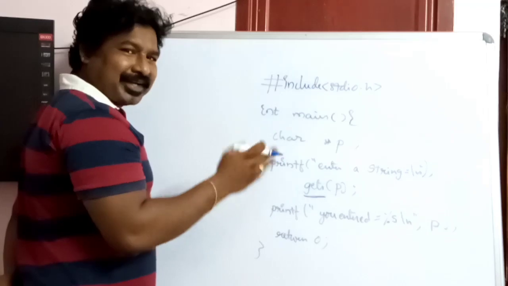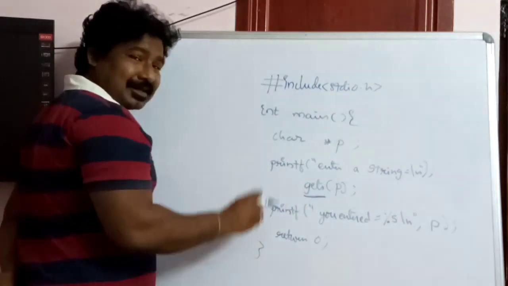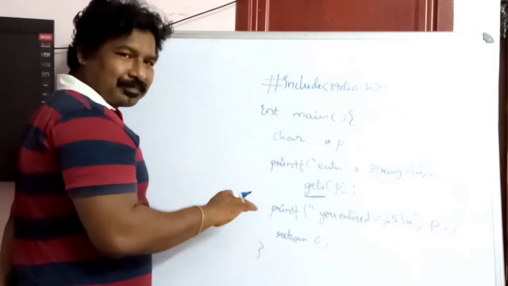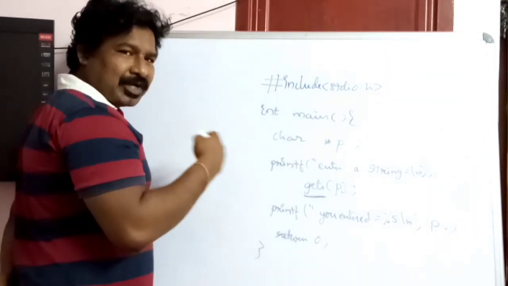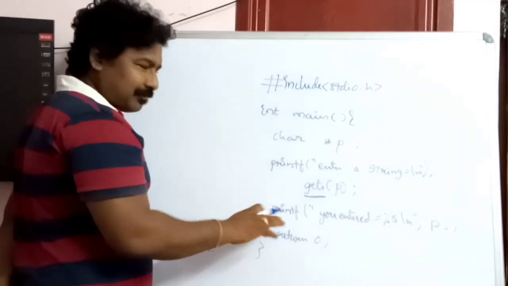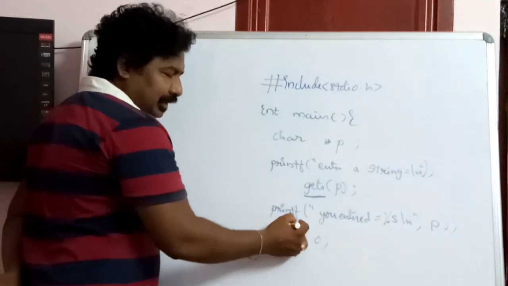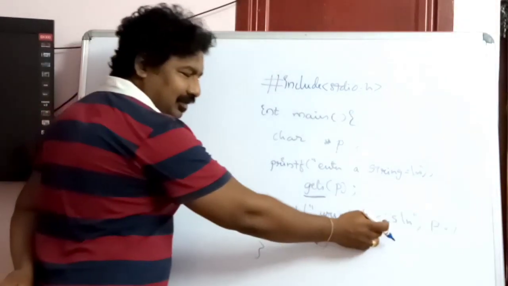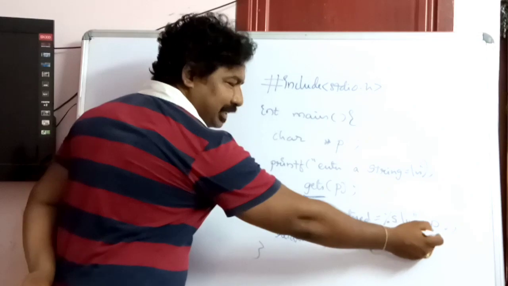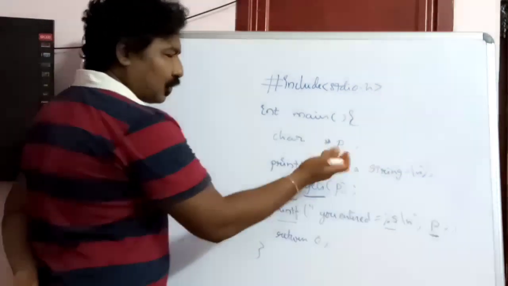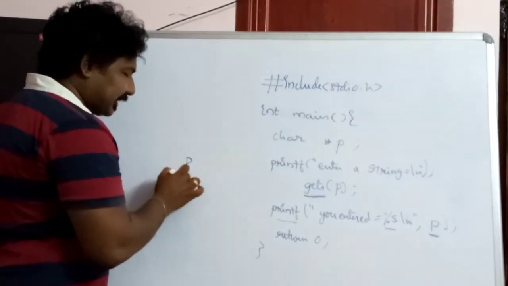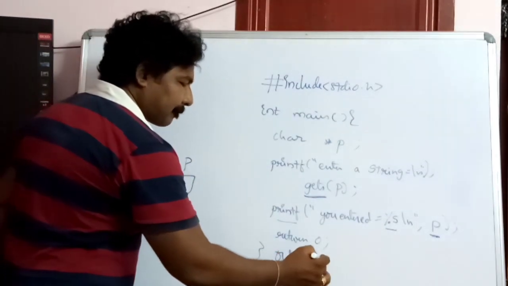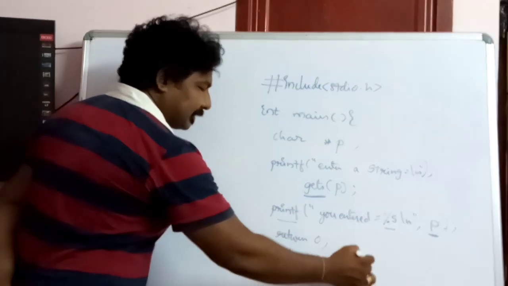It stops reading whenever it encounters a space. But gets is another library function to read a string including spaces. That means you can enter a string with spaces, and it can read the total string. Then I'm displaying whatever string you have entered on the screen, that is, I'm just printing the content in p. So what happens here is, p is created here. The output will be: enter a string.